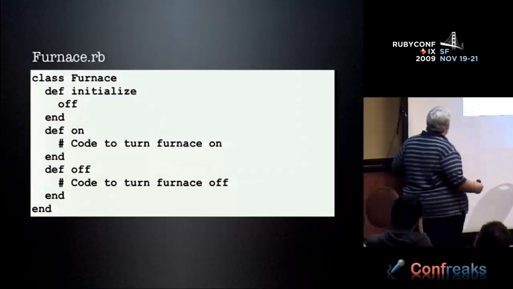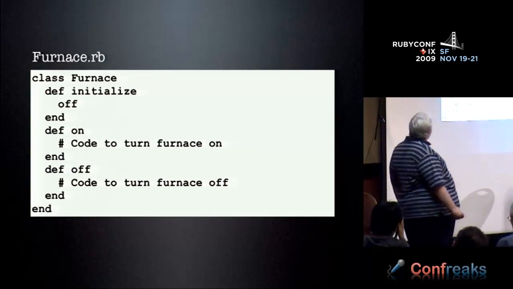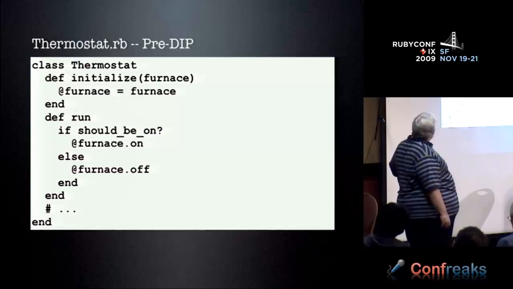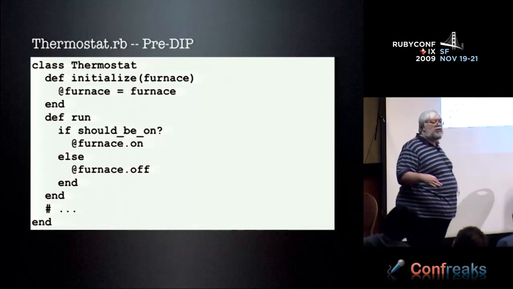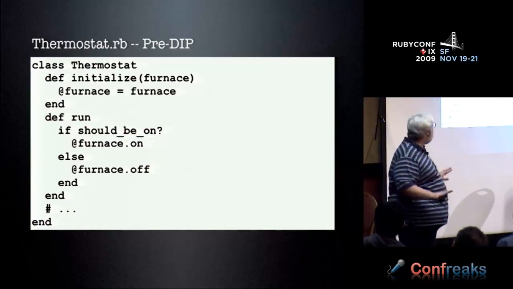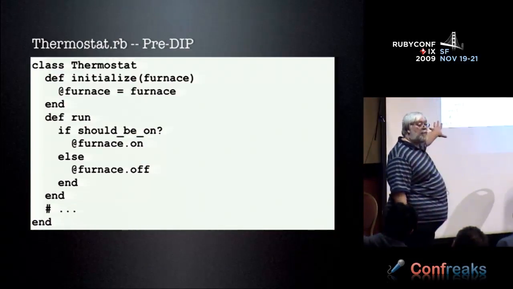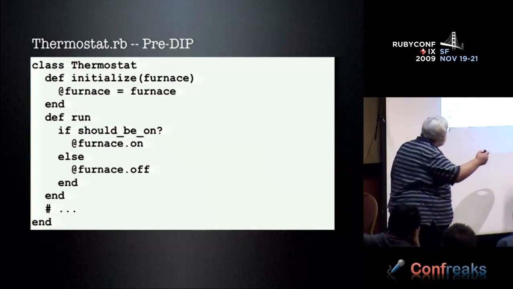So, what does Ruby look like? Here's the furnace code, very similar to the Java version. And here is the thermostat code before I changed it to conform to the dependency inversion principle. Now, watch very carefully. The next slide will be this code after I've applied the dependency inversion principle. You ready?